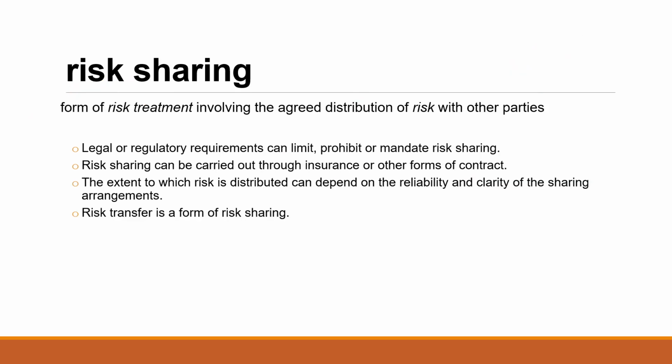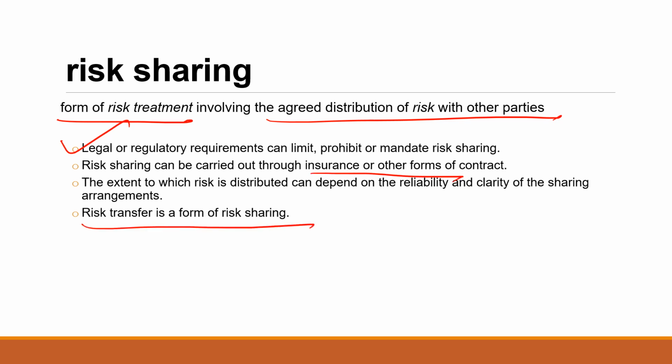Risk sharing means you buy the insurance, you share it. It's a form of risk treatment involving the aggregate distribution of risk with other parties. Legal or regulatory requirements can limit profit. Risk sharing can be carried out through insurance, in the form of a contract. Risk transfer is a form of risk sharing.